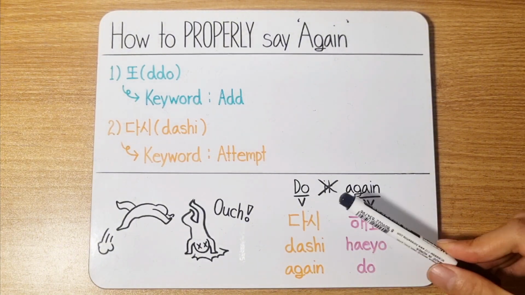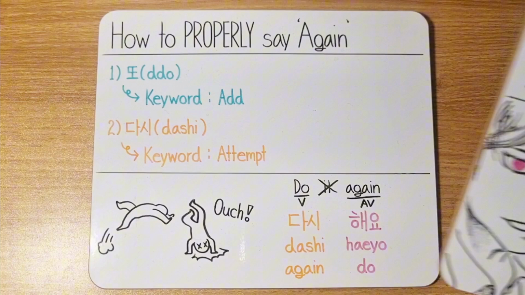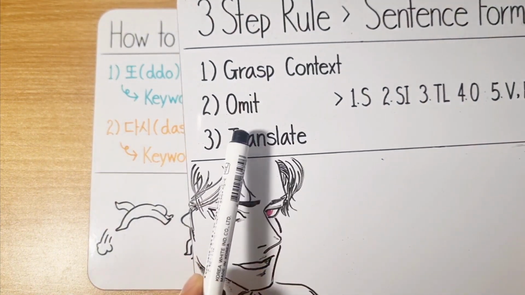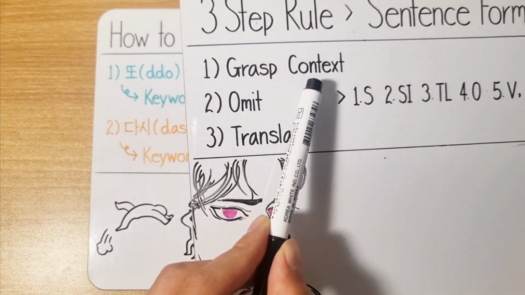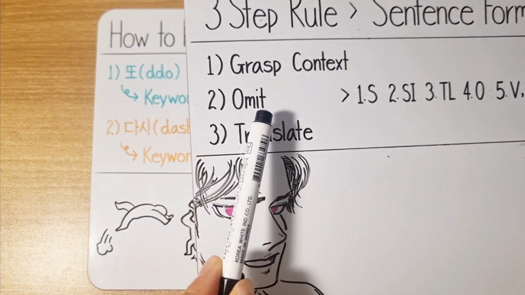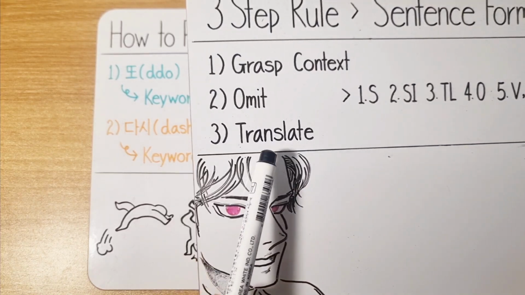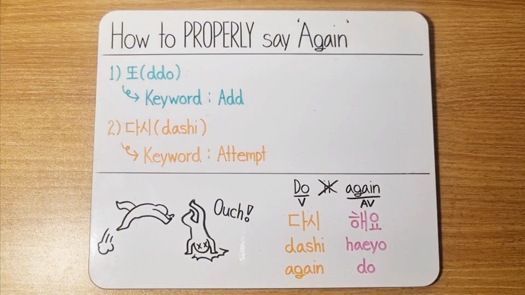Now the reason why the object it will not stay in the sentence is because, according to what I call the three-step rule for formulating sentences, step number one would be to grasp context and then omit, in other words, erase all the words that are too obvious according to the context. And then after you omit, with the words that you have left, that is when you start translating. So let's take a look at the context.